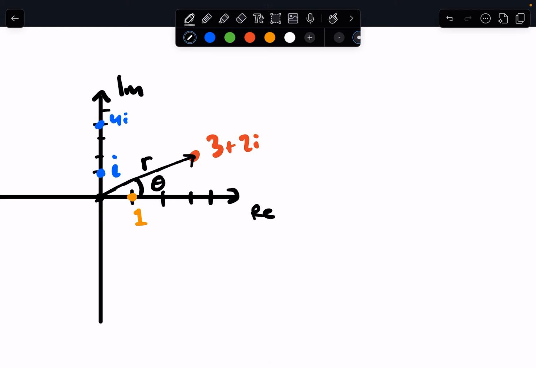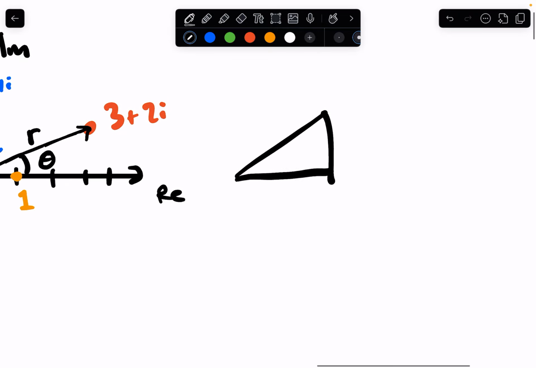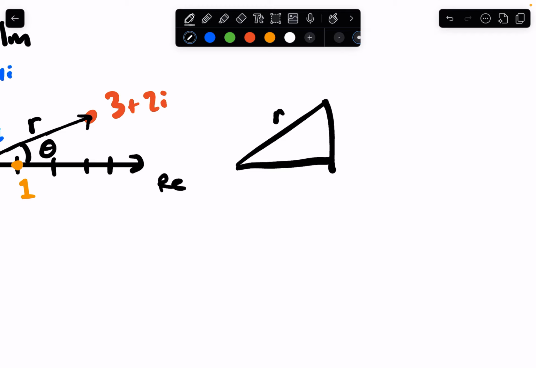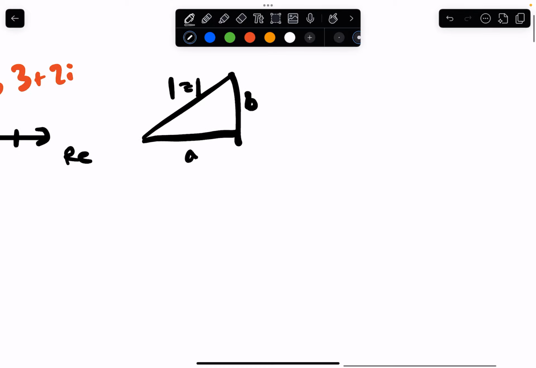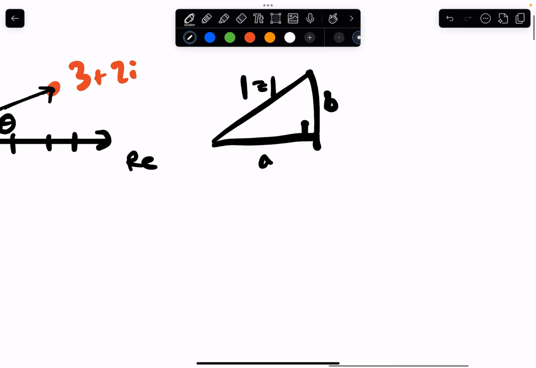Now, if you think about this triangle right here, you have this distance r, you have the imaginary part a, and you have the real part b, or the real part a and the imaginary part b. And since it's a vector, we can define this length right here as the magnitude of this vector, which is done using bar notation. This is also a right angle triangle, and we have the same angle theta right here.